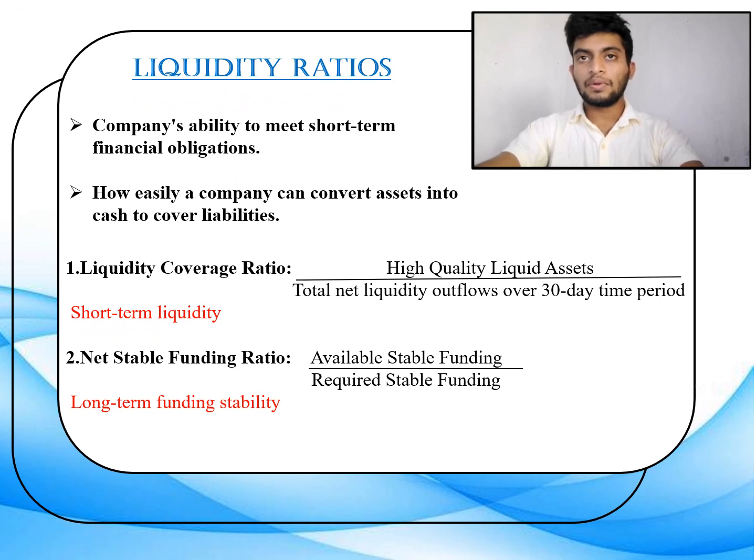Thank you. Liquidity ratios are essential for companies to maintain in order to ensure their financial stability. These ratios measure how easily a company can convert its assets into cash to cover its liabilities. Two important liquidity ratios are the liquidity coverage ratio and the net stable funding ratio. The liquidity coverage ratio measures a company's ability to withstand a 30 day liquidity stress scenario. The net stable funding ratio measures a company's ability to maintain a stable funding structure.